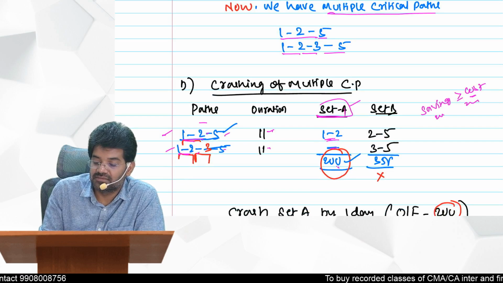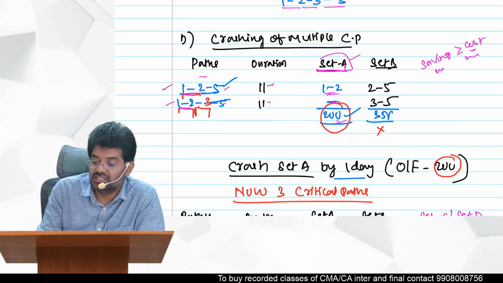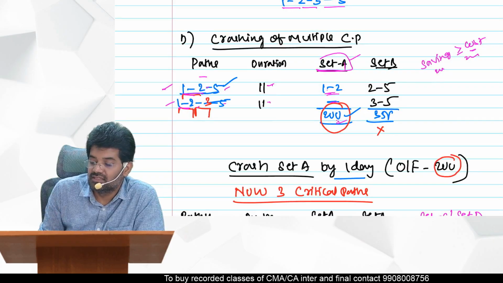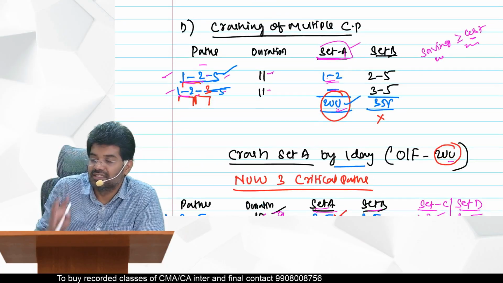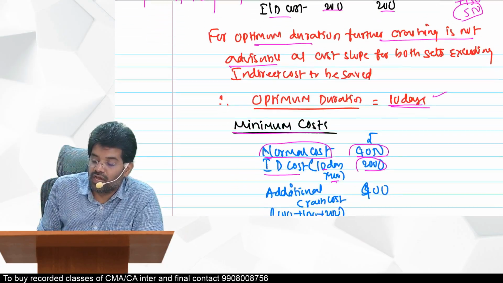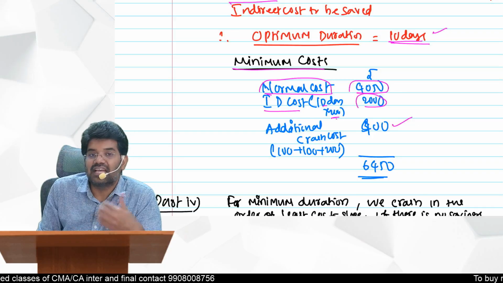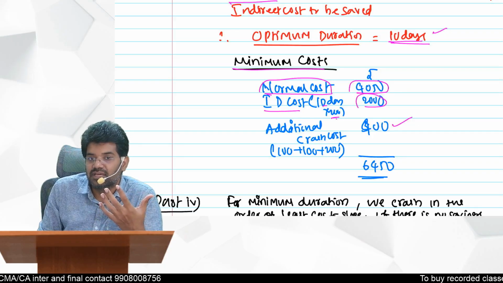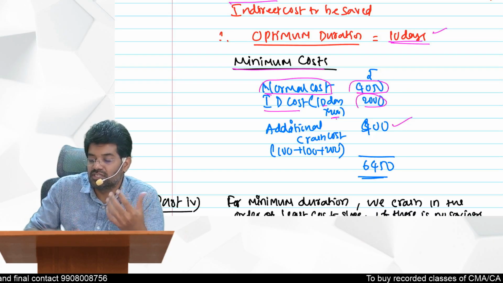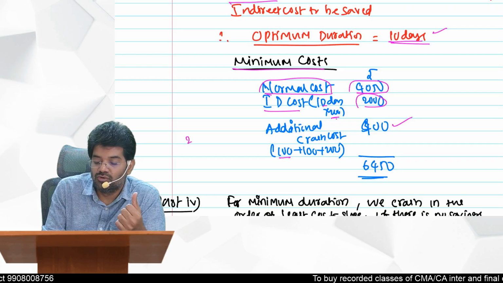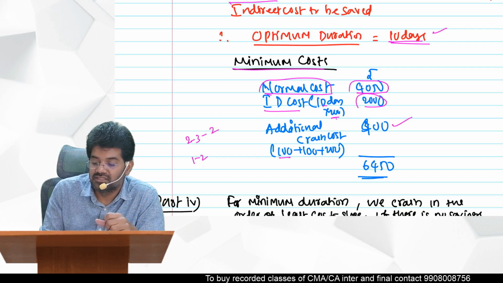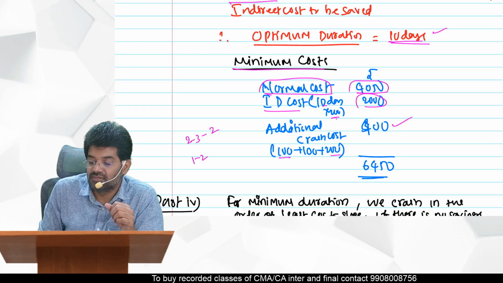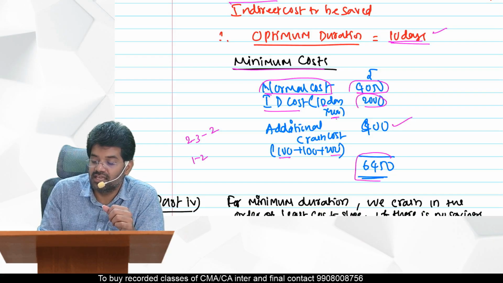Set A, we crashed 1 to 2. It is common in both the paths. So 200. So this set, that is 1 to 2, also by 1 day, outflow is 200. So 100, 100, 200. Overall 3 outflows. 400 is the crashing cost, this additional cost. We are incurring this to reduce the project duration. So 100, 2 to 3, 2 times we crashed, and then 1 to 2 in the multiple case we crashed. So 200, 400. So 6450 is the minimum cost.